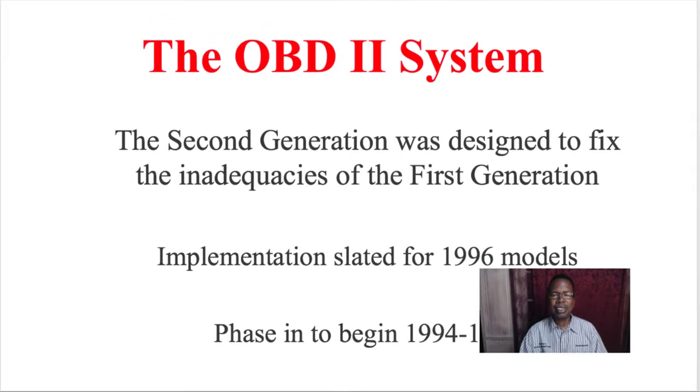Okay, the OBD II system. The second generation was designed to fix inadequacies of the first generation. An example would be OBD I did not check for misfires, system checks, or rationality. Meaning, if the car had a misfire, it would not set the light.